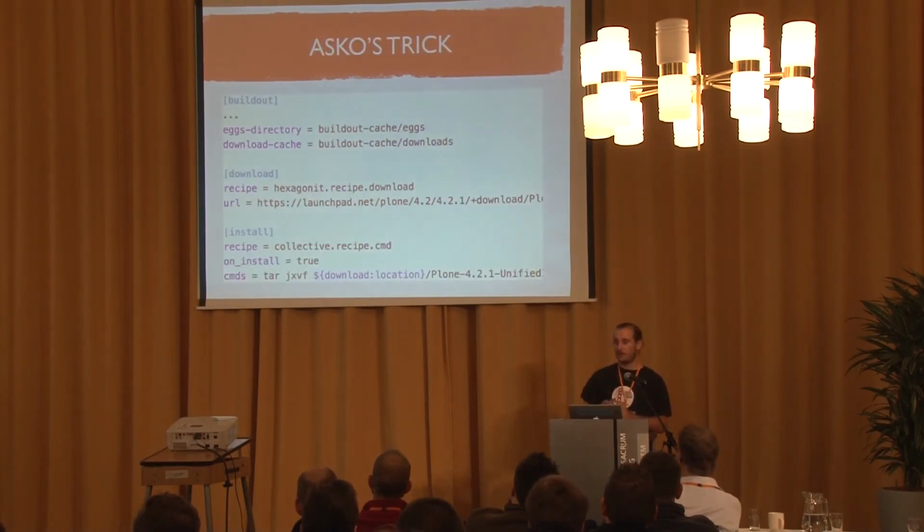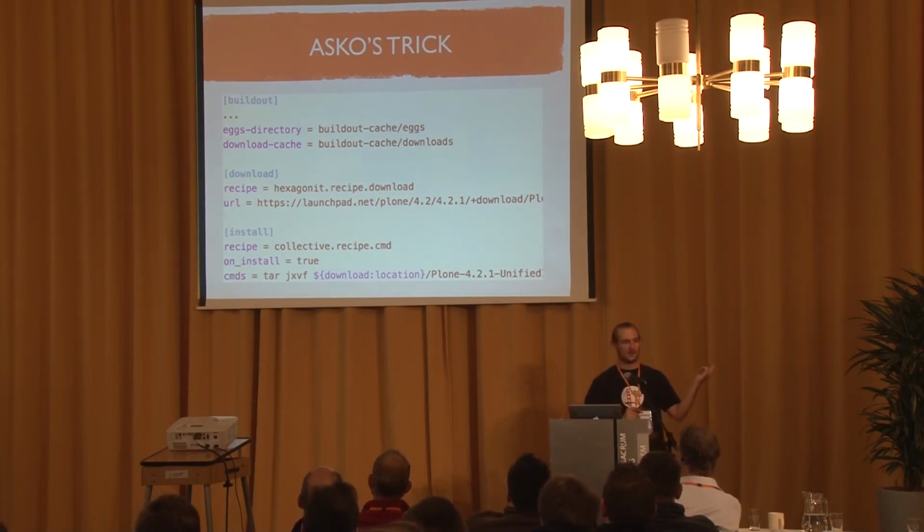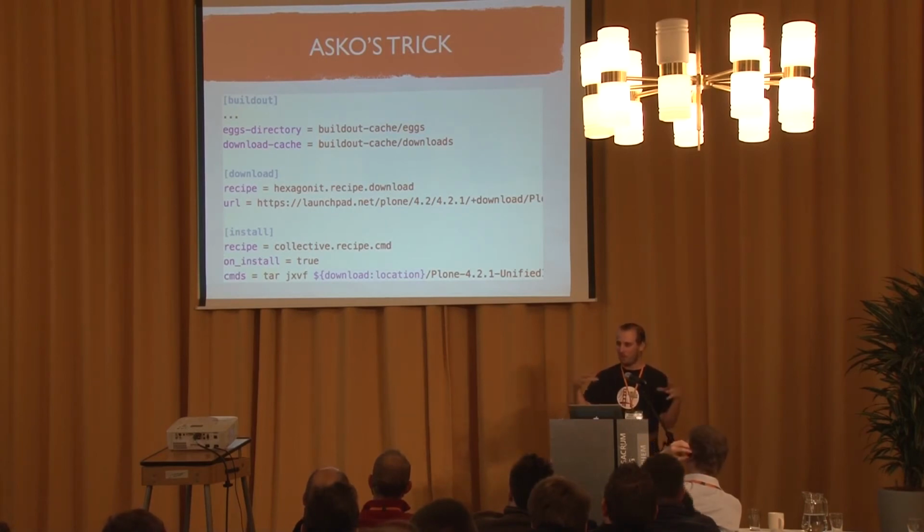Then if you still cannot get your build to run on Travis, you could use ASKO's trick. ASKO, yeah, that guy. The idea is that you download the unified installer, which contains most of the eggs you're going to use, and then extract that into your build-out cache. That's a really smart trick, because otherwise you have to download 300 separate packages. In this case, you just download one package and extract it, which is way faster than downloading 300 packages.